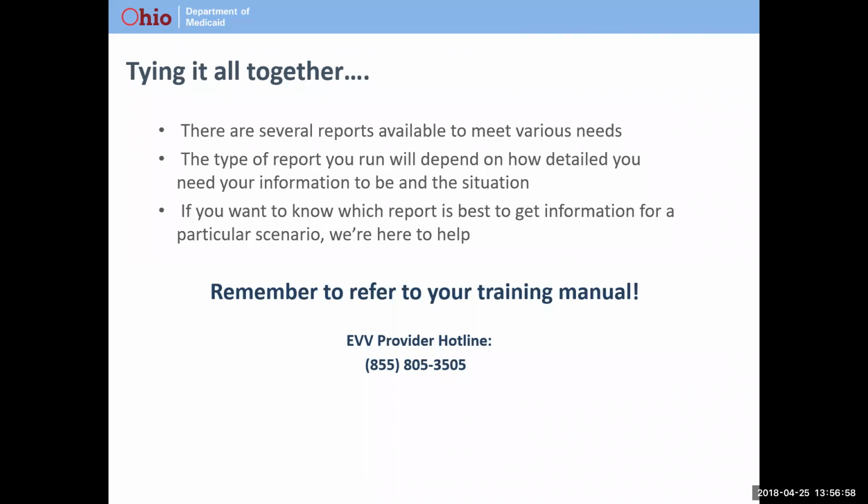The ODM website, specifically the EVV initiative page, contains both the agency and non-agency training manuals. The agency training manual includes reporting starting on Chapter 8, and the non-agency training manual will have reporting starting on Chapter 7. You may also always reach out to the EVV provider hotline at 855-805-3505 if you have questions.